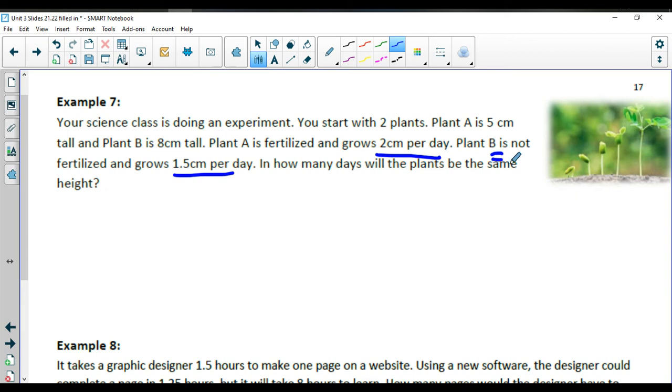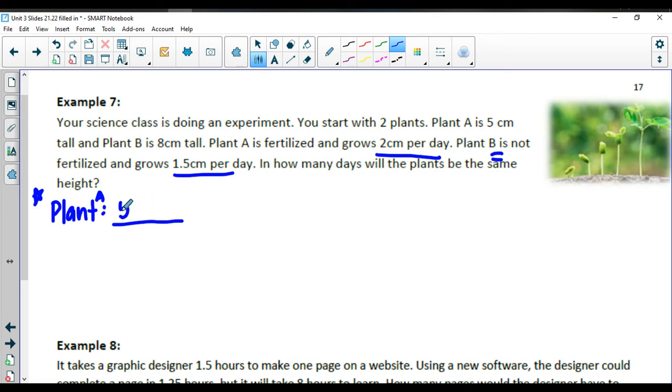So again, we're looking to see when these are equal. Plant A starts off at 5 centimeters, is fertilized and grows 2 centimeters per day. What would the expression be that would represent plant A? Go ahead, type your answer in.